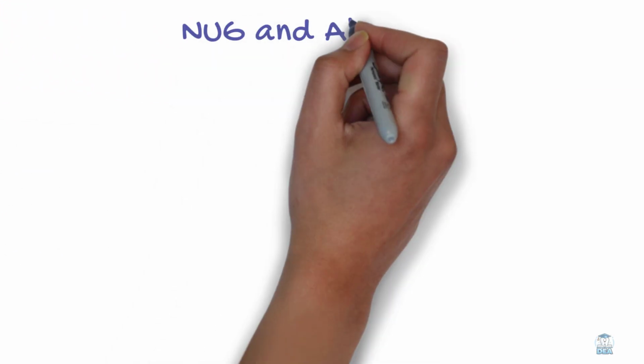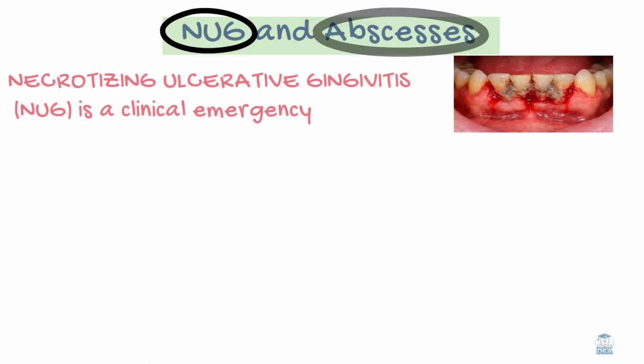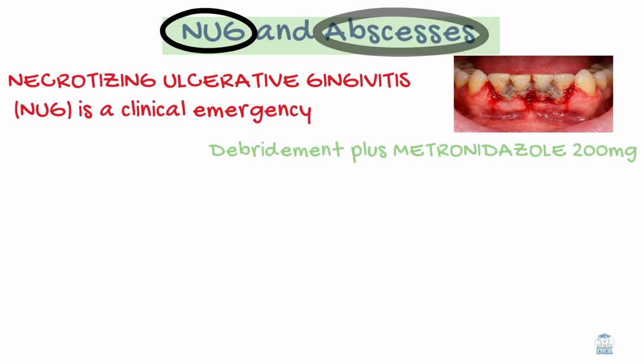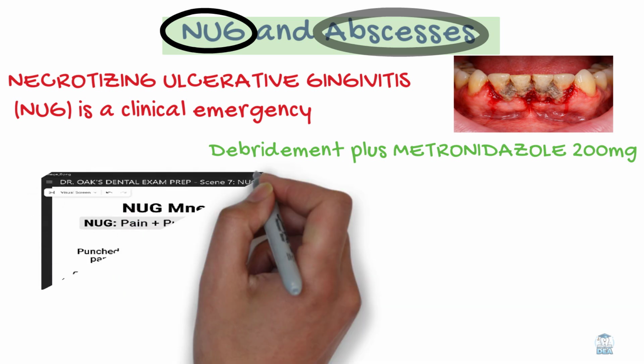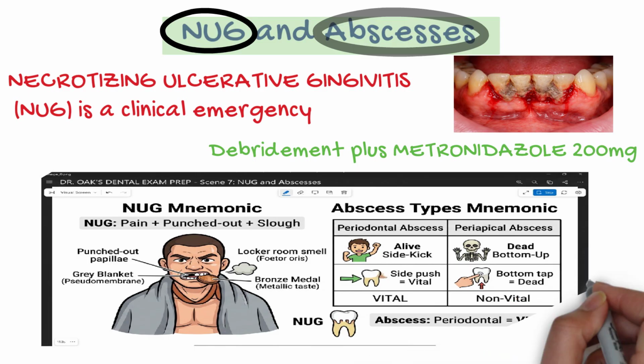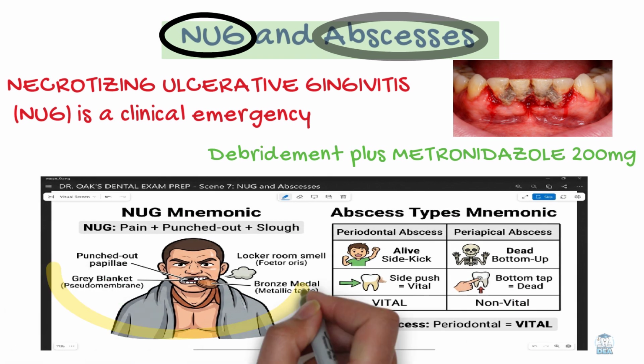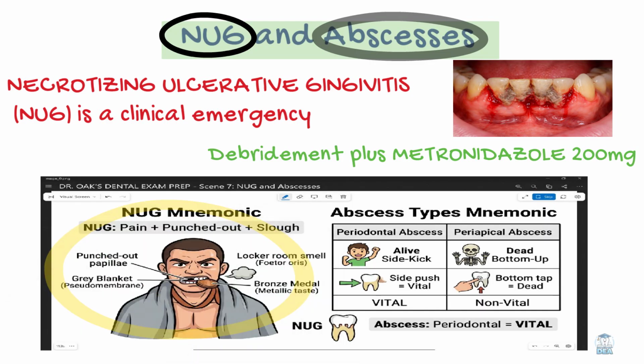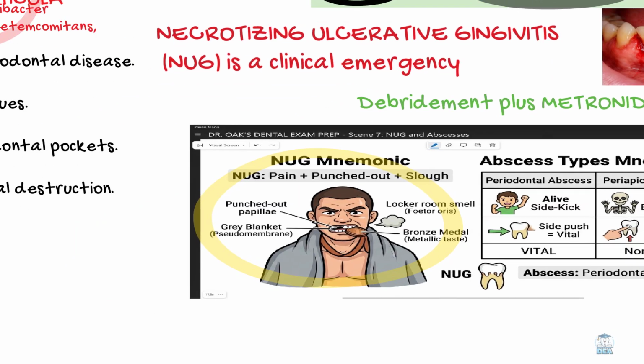Necrotizing ulcerative gingivitis, NUG, is a clinical emergency. Management, debridement plus Metronidazole 200 milligrams. Think of the punched-out boxer. He lost the fight and has punched-out papilla. He's so cold he pulls a gray blanket, pseudomembrane, over his gums. He's chewing on his bronze medal, metallic taste, and his breath smells like a locker room.